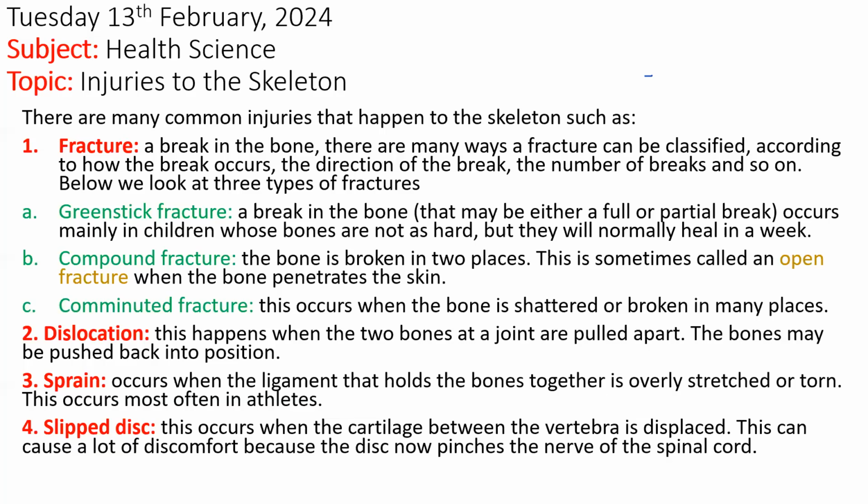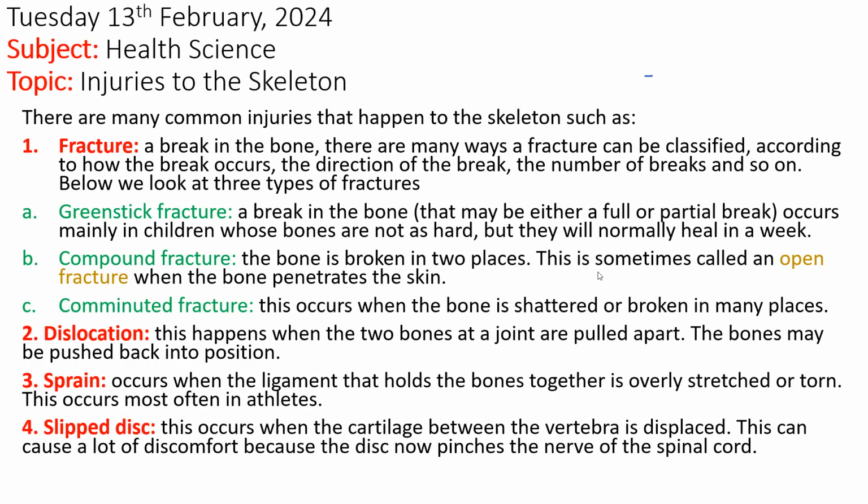Okay, so far we talked about four types of injuries to the skeleton. Give me one type of injury to the skeleton that could happen. Anyone can answer. Fracture. A fracture. Anyone else? Sprain. A sprain. Okay, good. Anyone else? Dislocation. And the last one? Slip disc. Very good.